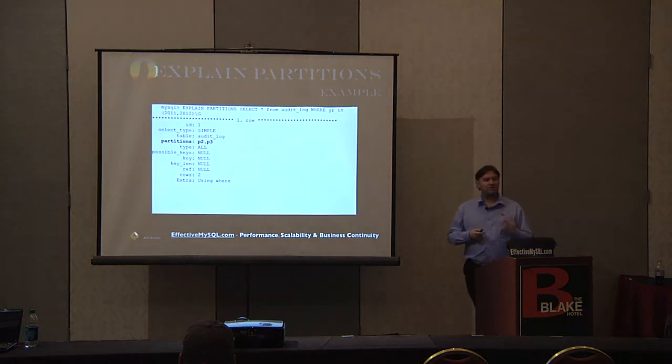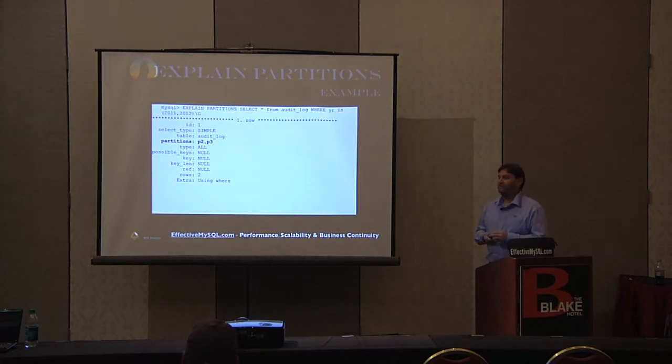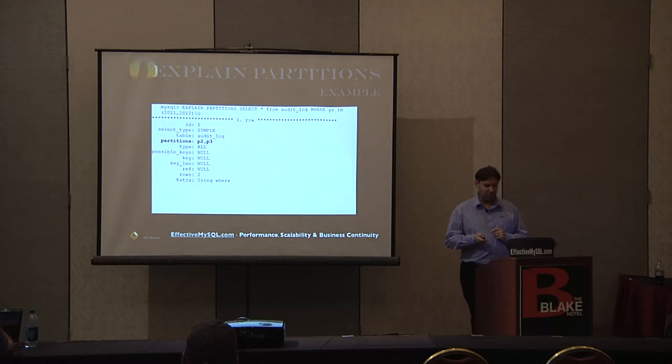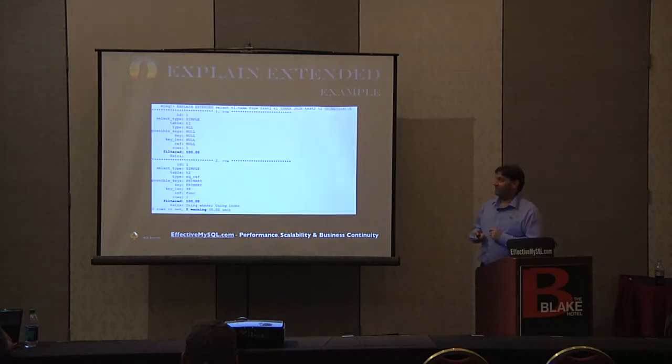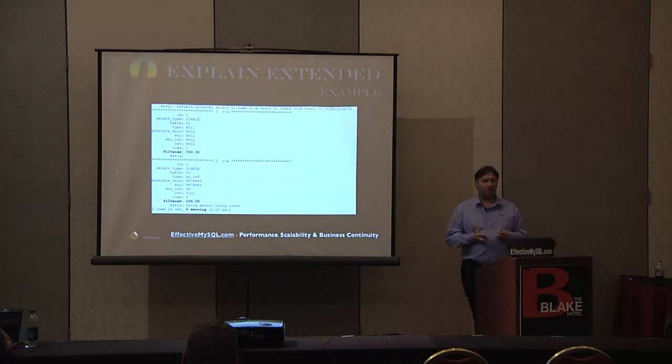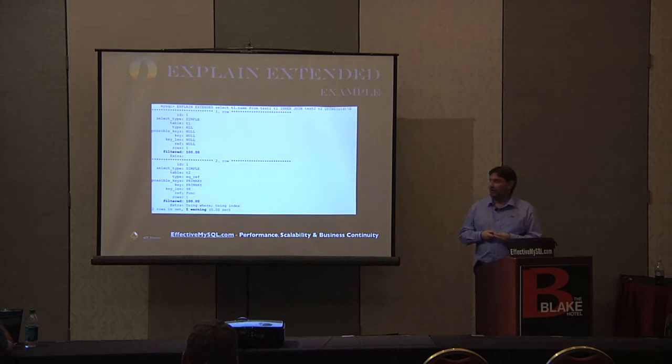Now, there are two other extensions to the explain command. There's the explain partitions command, which will give you an extra attribute, and lo and behold, it's called partitions. It will describe the partitions that it's actually using for a partitioned table, so no rocket science necessary there. The second is explain extended. This produces an extra column called filtered, which can help give you a better estimate of the number of rows it's looking at.